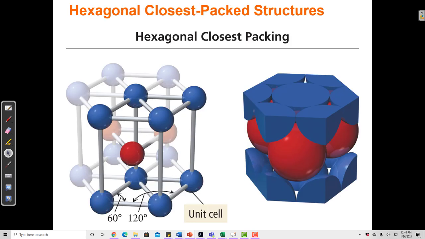So here's an example of hexagonal closest packing. So in hexagonal, one of these angles is 120. So I can see that this angle between this atom and this atom makes an angle that is 120 degrees. And between these atoms, here's a right angle, that's 90, and here is a right angle, that's 90.